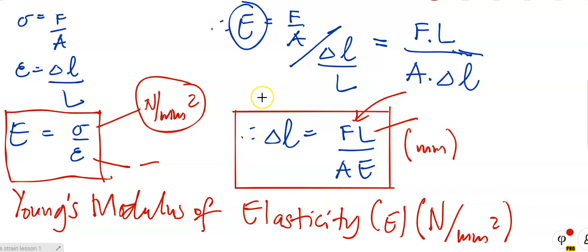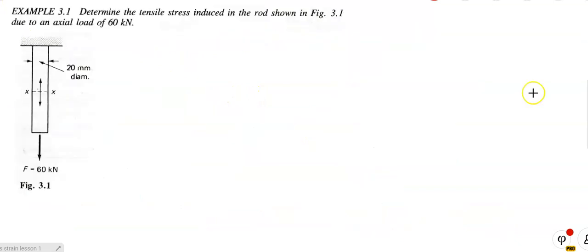So I'm going to go ahead and do a few examples to work through. Okay, and people, there's the first example. Example 3.1, it says determine the tensile stress induced in the rod shown in the figure there due to an axial load of 60 kilonewtons. Okay, now people, before I go on with that, let me just explain direct and axial quickly.